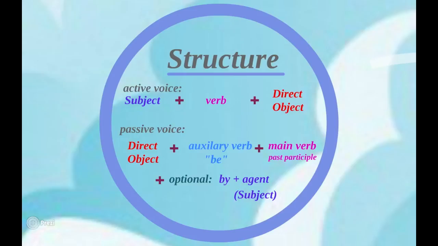This is the general structure of active and passive voice. Take note to see the difference of arrangement between passive and active voice. Active voice is subject plus verb plus direct object. Passive voice is direct object plus auxiliary verb plus main verb plus optional by plus agent.